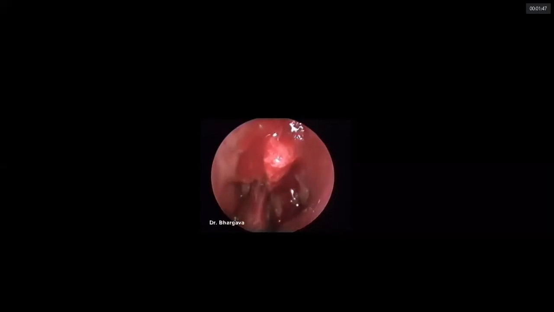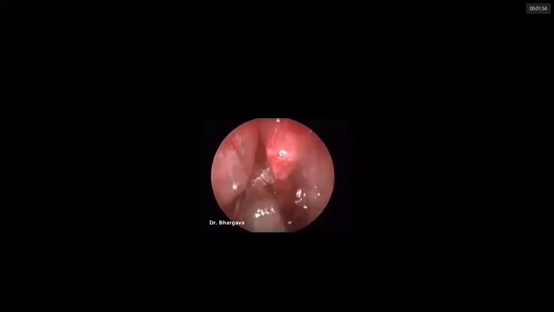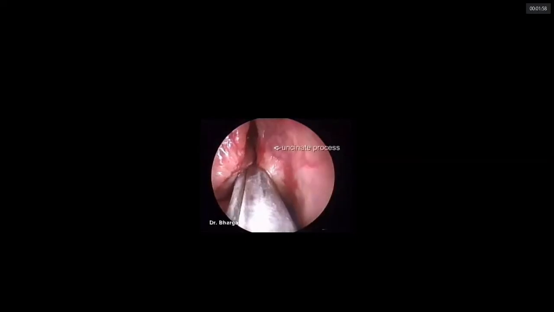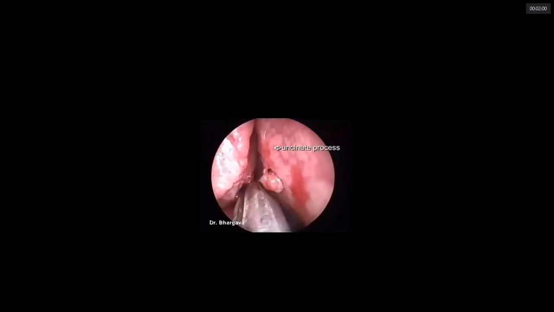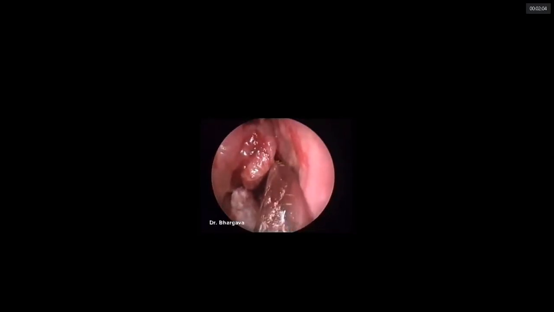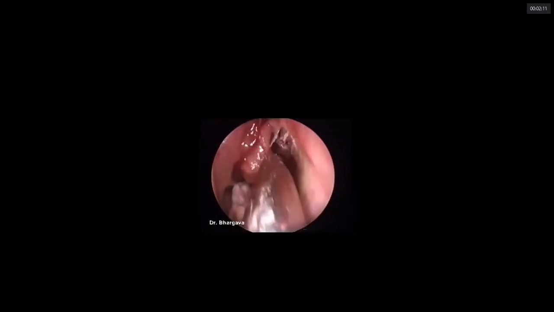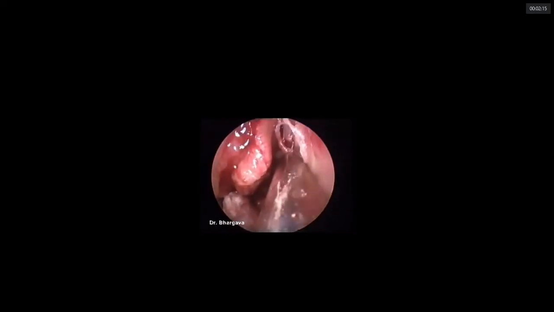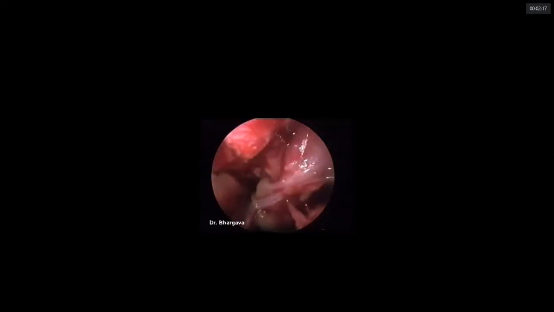The debrider is now being used to clear polyps medial to the middle turbinate also. A window is being made in the uncinate process in the lower part. The remaining uncinate process is being debrided away very carefully. The agger nasi is in view.